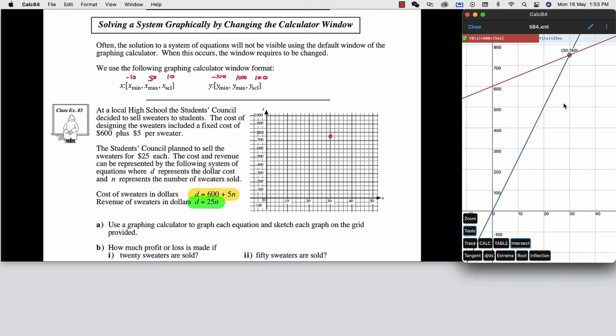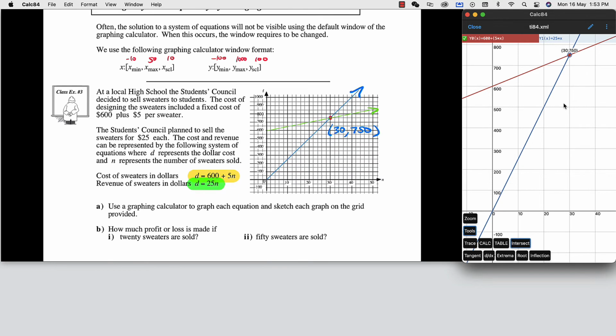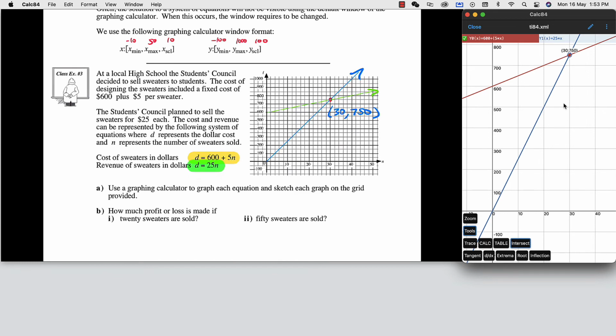And we've got that one line, which happens to be blue in this case, going from the 0 and up in that direction through that point. And the other one is starting at 600 and going again along and through that point. And this point happened to be 30 in the X and 750 in the Y. Okay, so let's read the next section.